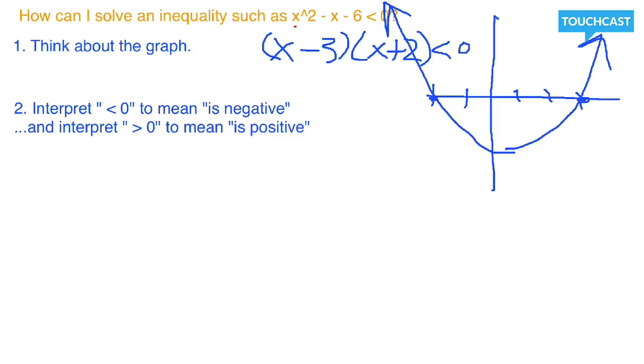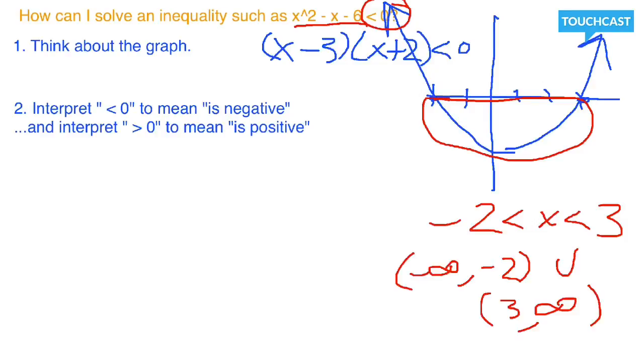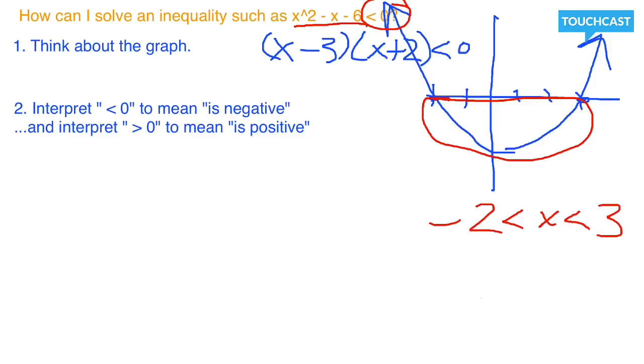Where is this parabola less than 0? So where is this parabola negative? Well, this is the part of the graph where the parabola hangs below the x-axis, and that happens between negative 2 and positive 3. So you can write negative 2 is less than x, which is less than 3, or if you want to use parenthesis bracket notation, that's negative 2 comma 3 in parentheses.